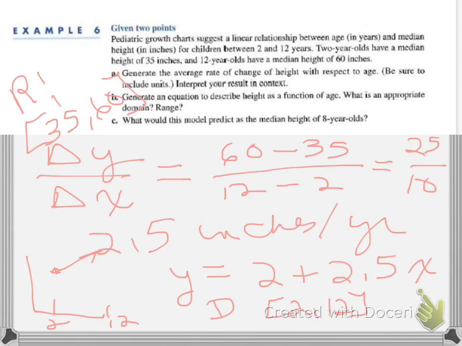Okay, so generate an equation, we've done that. What would this model predict as the median height of an 8-year-old? What you would do is you would put 8 in for x, so 2.5 times 8 gives me 20, plus 2 more inches, 22. So the median height of an 8-year-old, given this model, would be 22 inches. Okay, so that's how you handle example number 6.